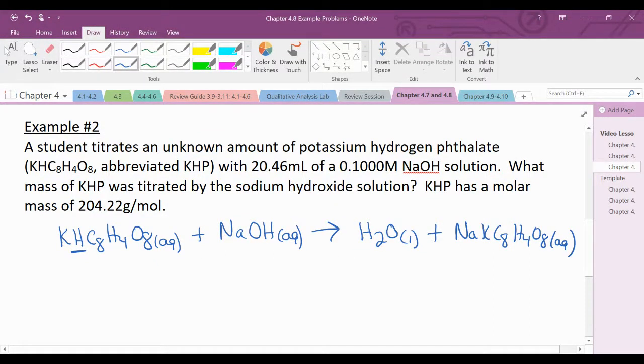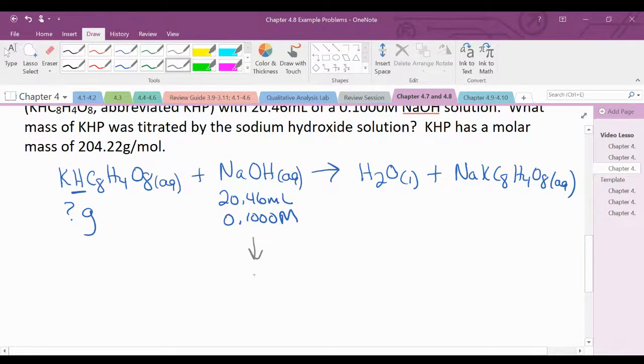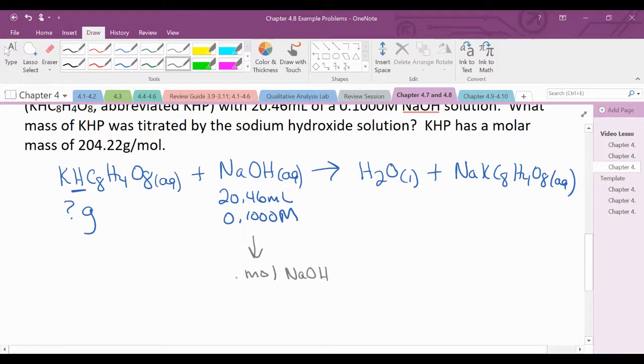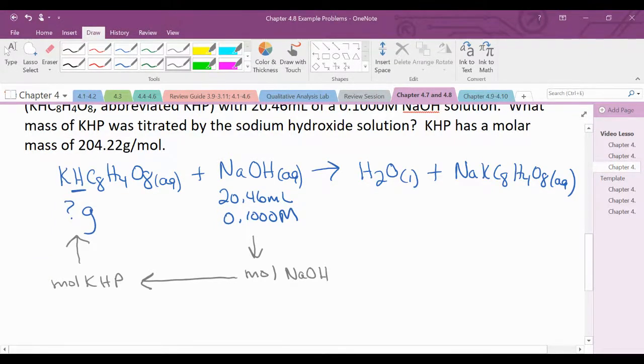And so we don't know what the mass of this is, but we know that we have 20.46 milliliters of the base and it's a 0.100 molar solution. So what I'm going to do is show you a little flow chart. We're going to convert this to moles of sodium hydroxide. And then we'll use the mole ratio to convert to moles of KHP. And then we can use the molar mass to convert to grams of KHP.